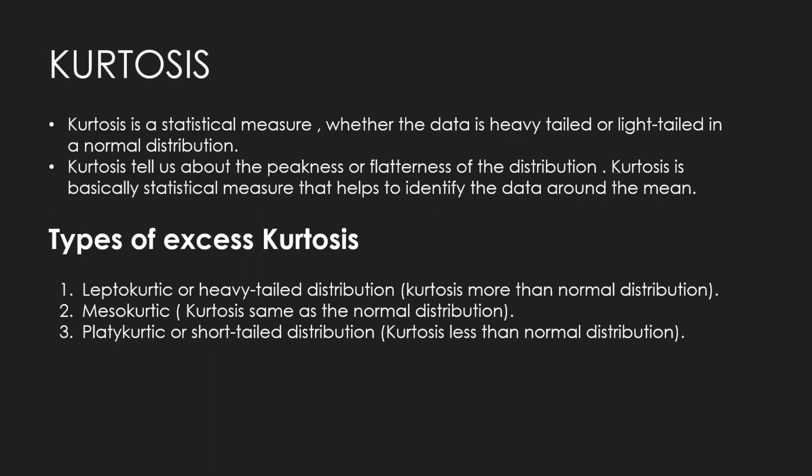So what is kurtosis? Kurtosis is a statistical measure of whether the data is heavy tail or light tail in a normal distribution. Kurtosis tells us about the peakedness or flatness of the distribution. Kurtosis is basically a statistical measure that helps to identify the data around the mean. There are three types of kurtosis. Number one, leptokurtic, which is also called heavy tail distribution. Number two, mesokurtic, which is the same as the normal distribution. Number three, platykurtic, which is also called short tail distribution.